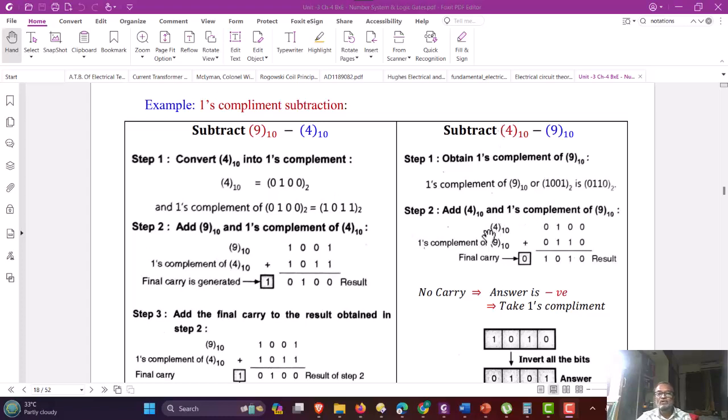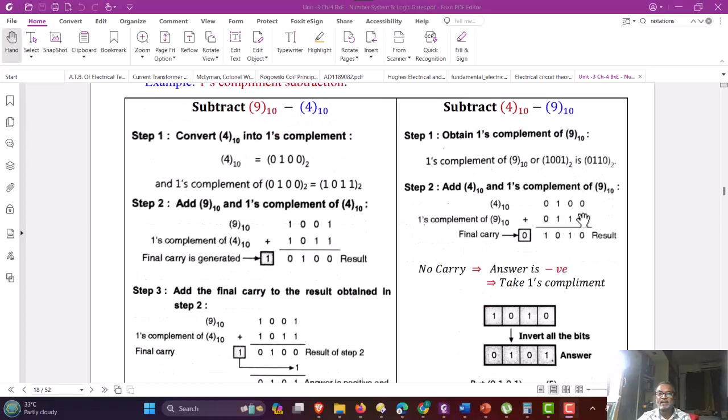We know the first number 4 means 0 1 0 0. The binary representation of 9 is 1 0 0 1. Take a complement of it. Complement each bit. So it becomes 0 1 1 0. Now this complement will be added in the next step to the binary representation of 4.